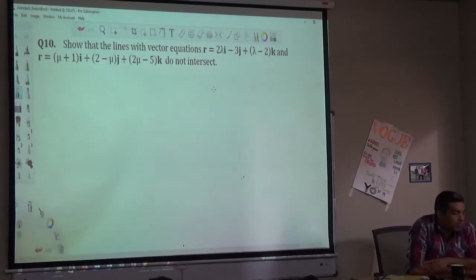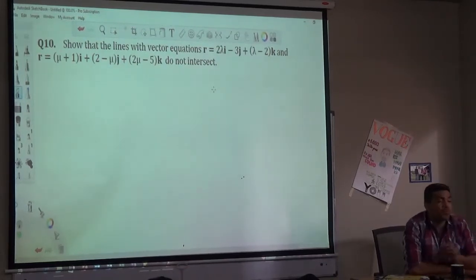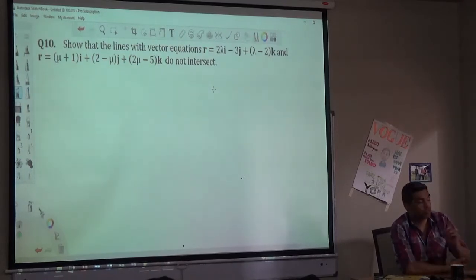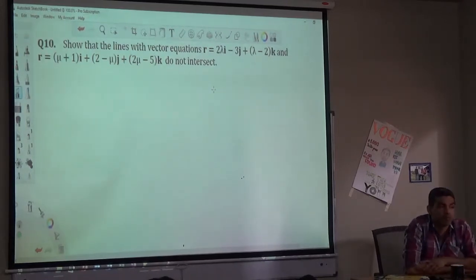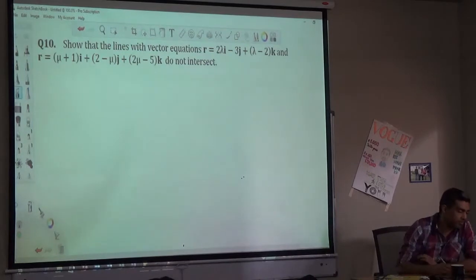First, the first thing you should do is show that the direction vectors are not parallel. You just have to write a statement.